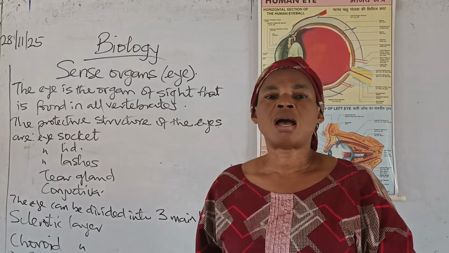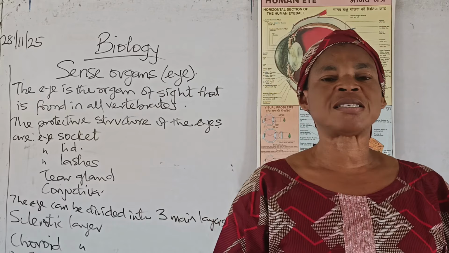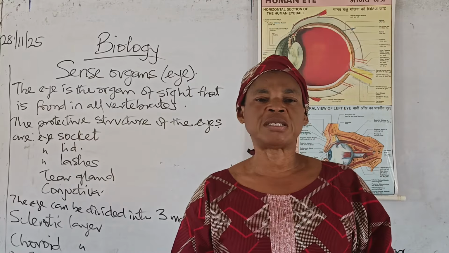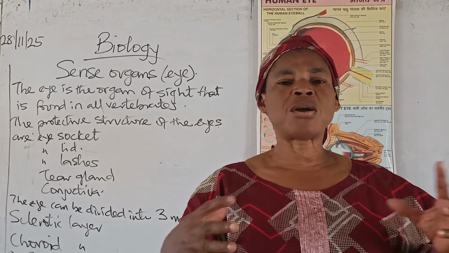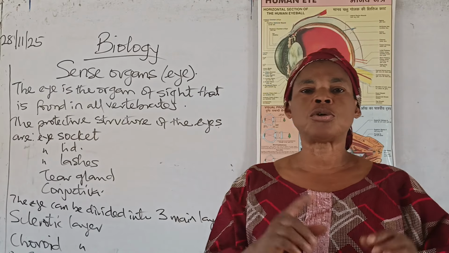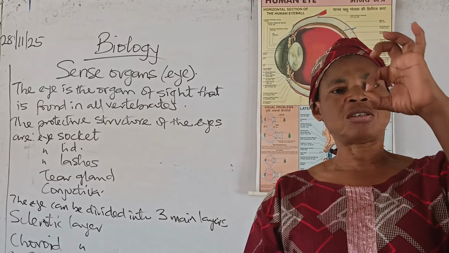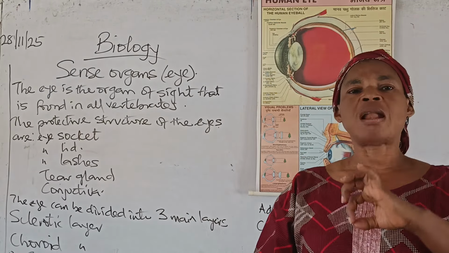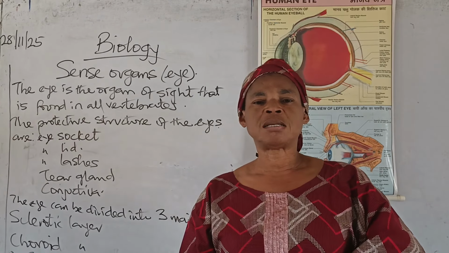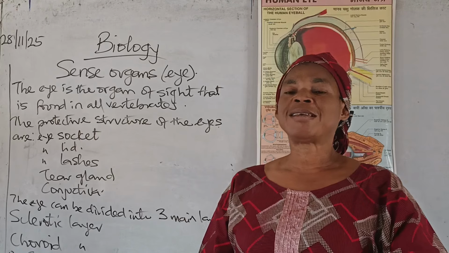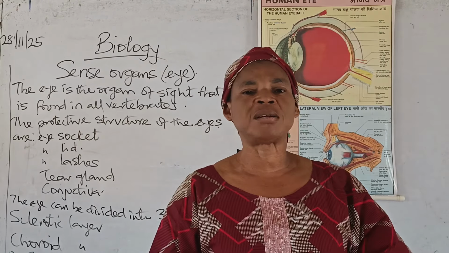And then the iris also contains the circular and also the radial muscles. And what it does is that by contracting and relaxing, it controls the size of the pupil. The pupil is just an aperture, like an opening that allows light to be able to enter inside the eye.